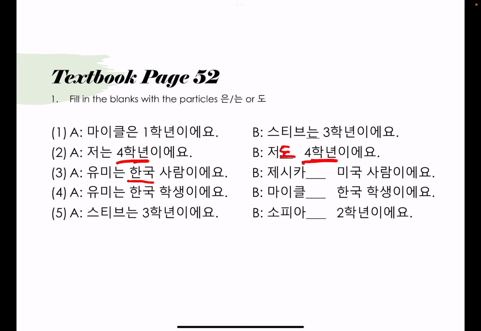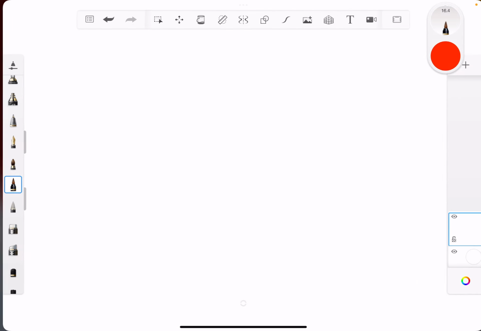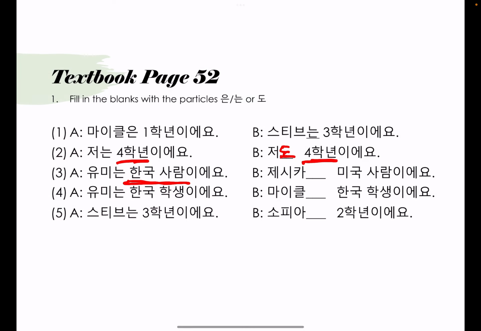And then here, Yumi is Korean, but, sorry, I'm looking at number 3. Yumi is Korean, but Jessica is American. So to contrast, we would say Jessica는, not 도, 미국 사람이에요. 유미는 한국 학생이에요. Michael is also a Korean student. So we would say Michael도 한국 학생이에요. To say he's also.